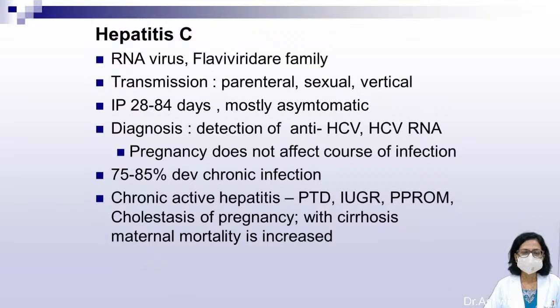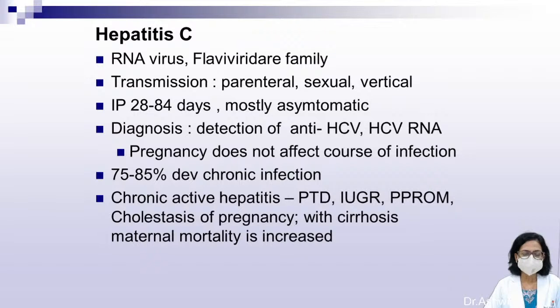The third virus is hepatitis C, which is an RNA virus. Here again, the transmission is mainly parenteral, sexual, and vertical, that is, from the mother to the fetus. And most of the patients are asymptomatic. Diagnosis is by detection of the anti-HCV antibody or the viral RNA particles. Pregnancy does not affect the course of infection, and most of the individuals become chronically infected.